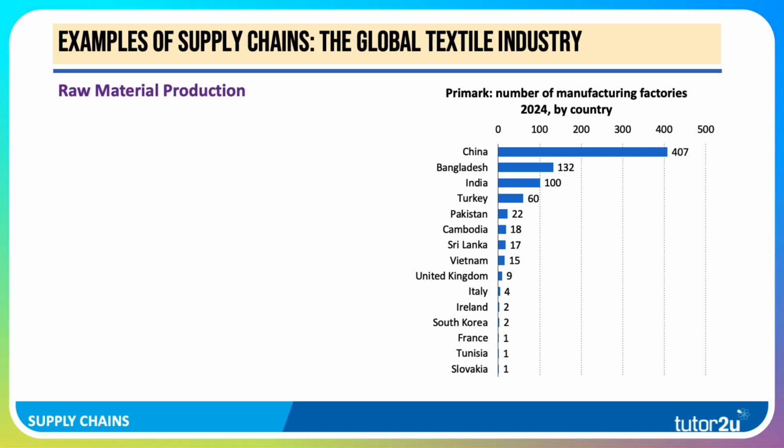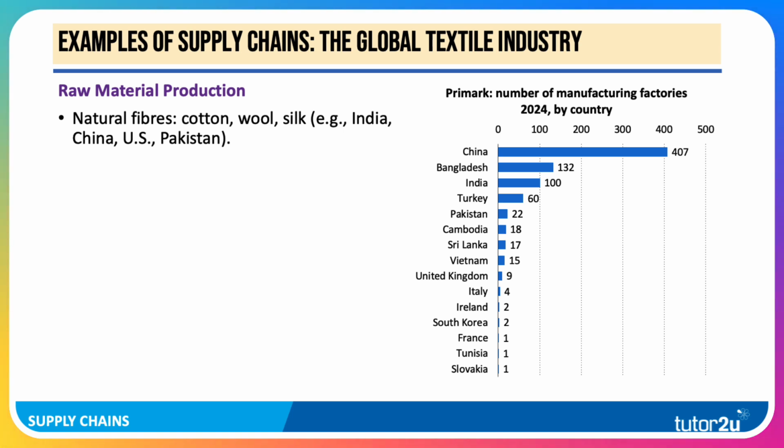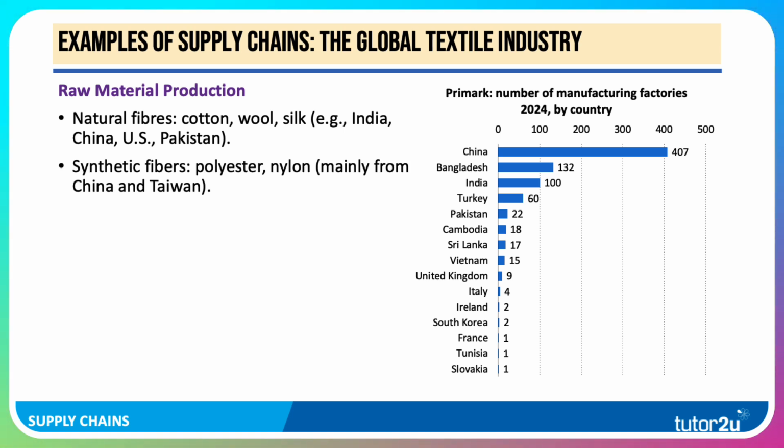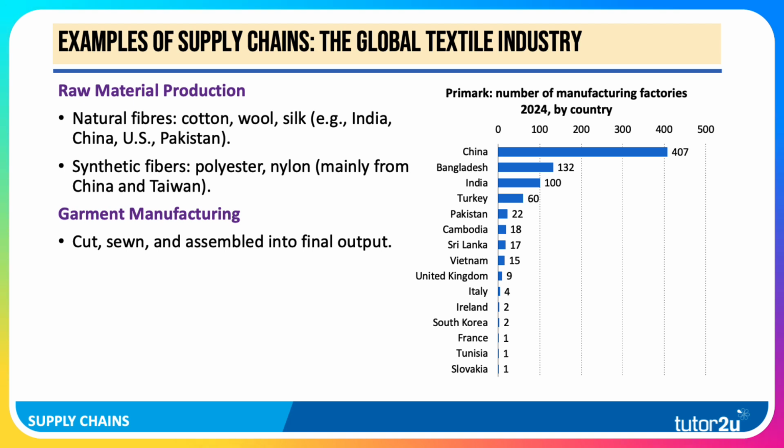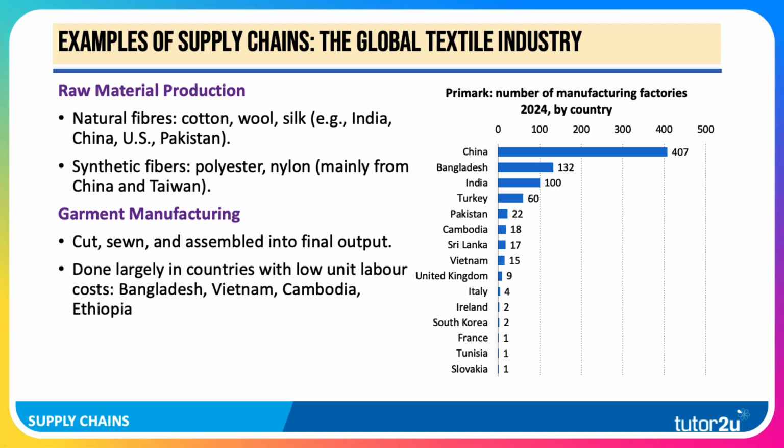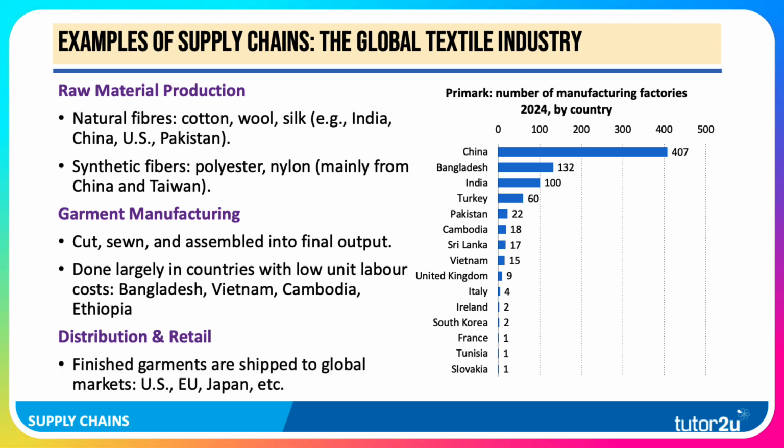So in terms of the global supply chain, natural fibres, cotton, wool and silk will come from different countries. Synthetic fibres such as polyester and nylon, mainly from China and Taiwan. Then you have the assembly and the garment manufacturing process, where textiles are cut, sewn and assembled into final output. Mainly, not exclusively, done in countries such as Bangladesh, India, Vietnam, Cambodia and Ethiopia, where unit labour costs are low. And then you have distribution and retail. Finished garments are shipped to global markets, including, of course, the United States, the EU, Japan and the UK.